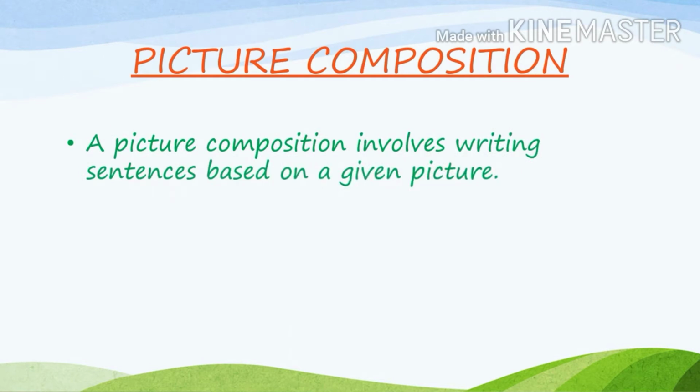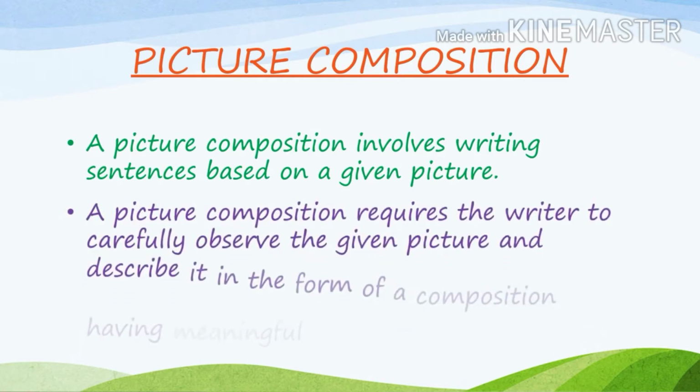A picture composition is a description of a picture. That is, we are going to write a paragraph about what all we can see in the given picture. A picture composition involves writing sentences based on a given picture. Means you'll have a picture in front of you and whatever you saw in the picture, according to that you have to frame the sentences.